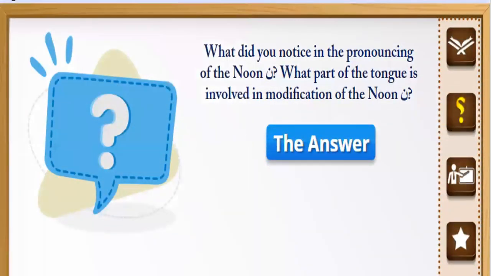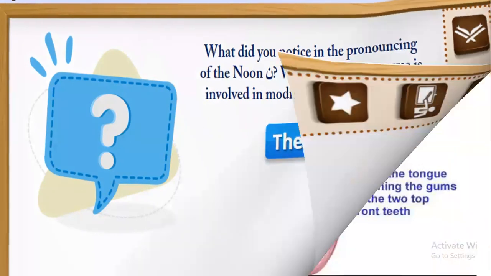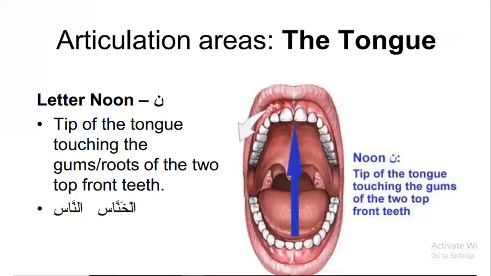What did you notice in the pronouncing of noon? What part of the tongue is involved in modification of the noon? Tip of the tongue touching the roots of the two top front teeth. Please repeat, an-nas. The two top front teeth in Arabic means صفحة الأسنان الأمامية. An. Please repeat an.